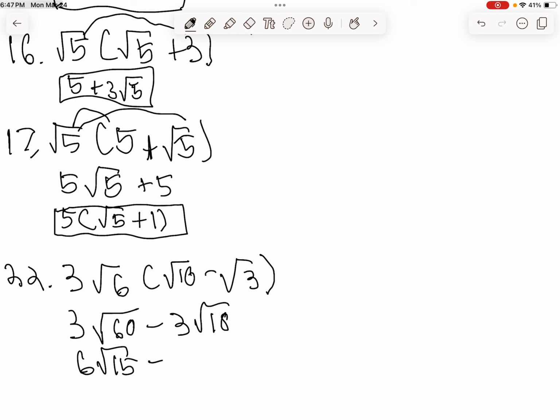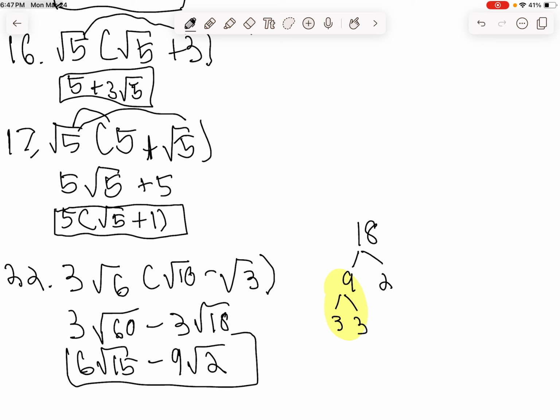18 can be written as 9 times 2, or 3 squared times 2. Thus our tree is going to involve a 3. And now I'm a poet instead of a math teacher. Isn't that fantastic? Anyway, this simplifies to 9 times the square root of 2, and we are done with this problem.